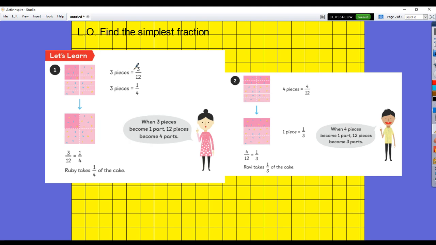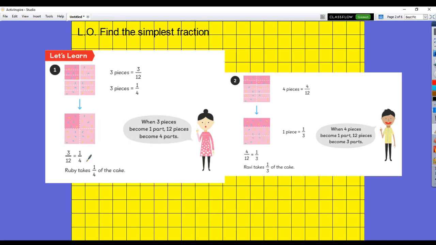Okay, but if you have a look here, our 12 pieces have been split into 3 parts, okay, and split into 4. So we can say 3/12 is the same as 1/4, okay? Because if you have a look, we've got our 3 out of our 12, and our 12 is also being split into 4. So 3/12 is the same as 1/4.